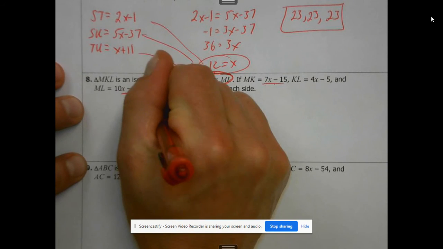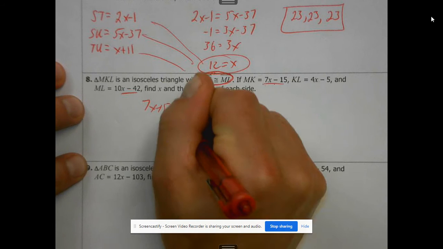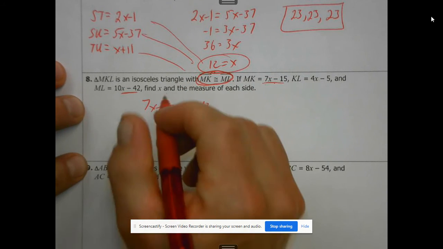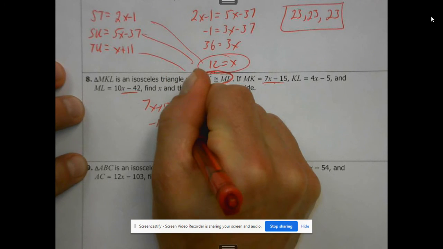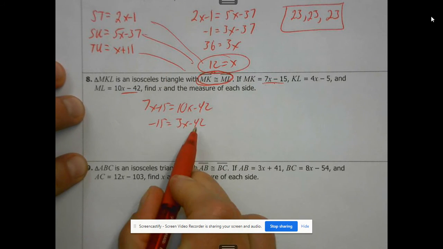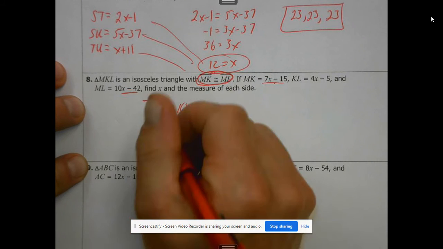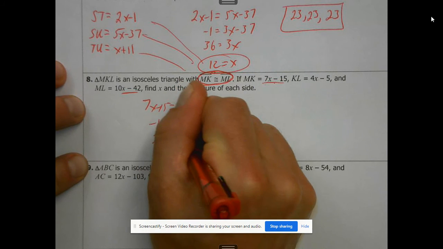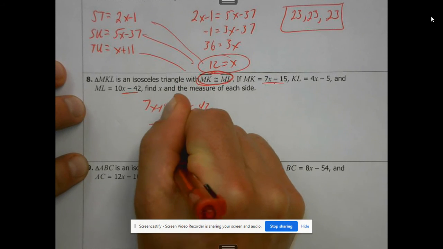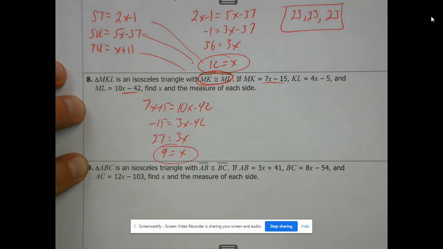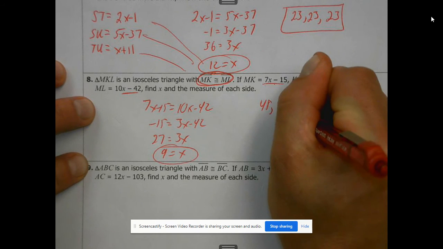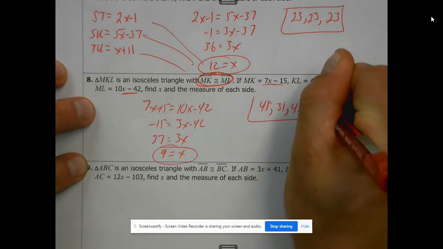7x minus 15 is 10x minus 42. Subtract 7x to the right. Add 42 to the left. That gives me 27. And 3 goes in there 9 times. Plug it back into all 3 sides. That comes out to be a 48, a 31, and a 48.